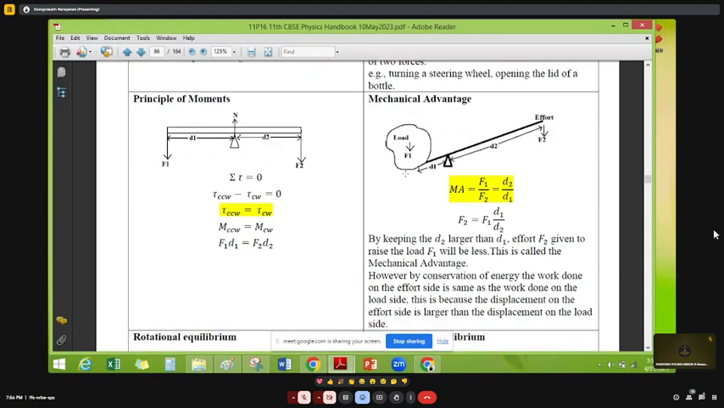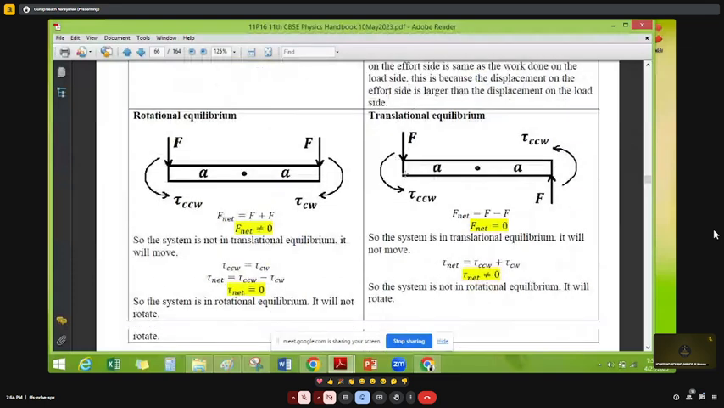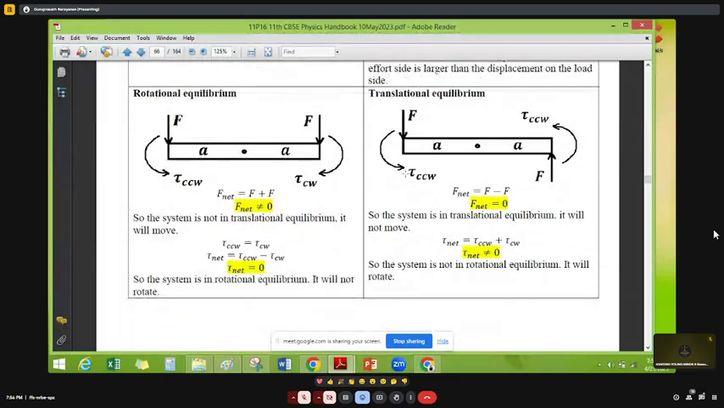You should understand what is equilibrium, right? There are two kinds of equilibrium, rotational equilibrium and translational equilibrium. Okay, so if it is not moving at all, or if it is going at a constant speed, then we call it linear equilibrium or translational equilibrium. If it is rotating at a constant speed, then it is called rotational equilibrium. Or if it's not rotating at all, that is also rotational equilibrium.